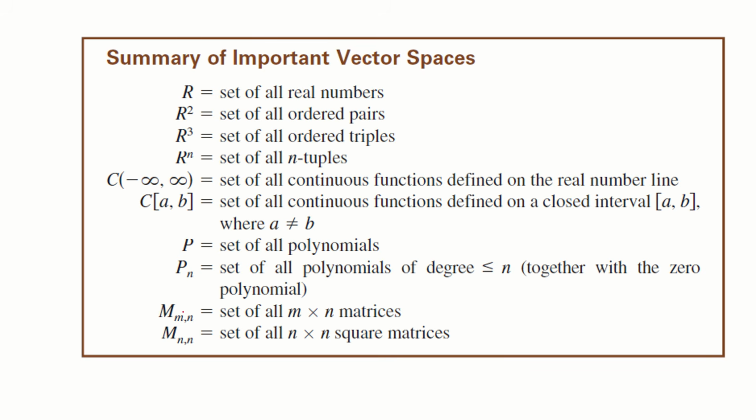And Mmn, that's a set of all matrices of m cross n, whereas Mnn is a set of all n cross n square matrices. तो ये सारे जो हैं ये वेल नोन एंड वेरी इंपॉर्टेंट वेक्टर स्पेसेस हैं जिनको हम बार बार यूजुअली स्टडी करते हैं, राइट. और ये सारे के सारे क्या हैं? दे आर वेक्टर स्पेस एज वेल.